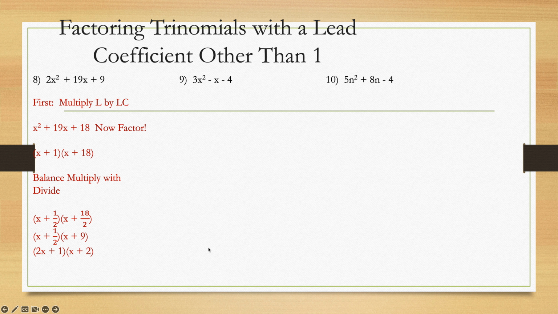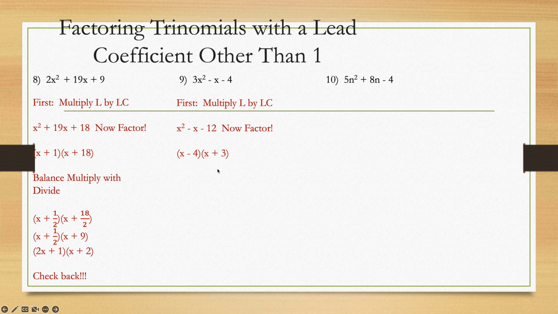Okay, now let's take a look at the middle one. There is no greatest common factor, so I'm going to multiply the last term by 3. That gives me x squared minus x minus 12. I factor that. I get x minus 4 times x plus 3.